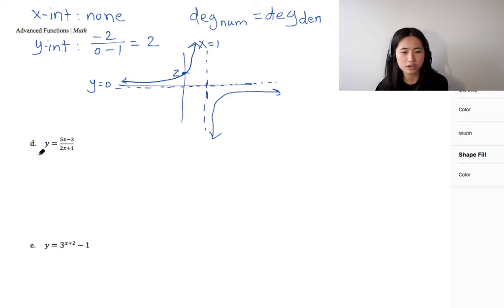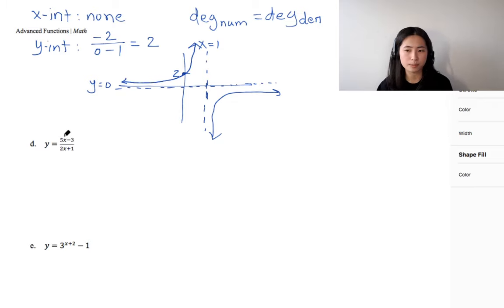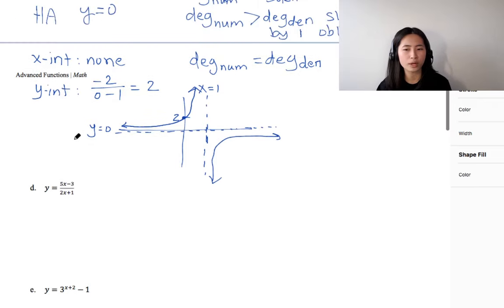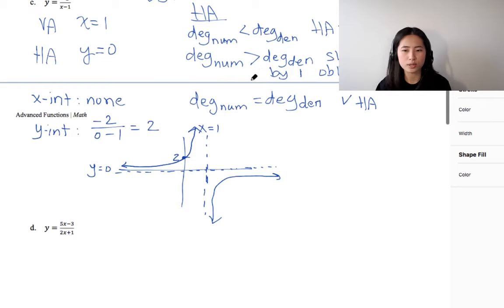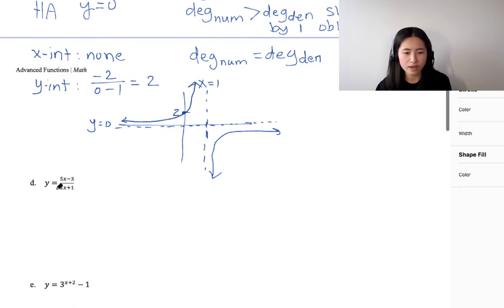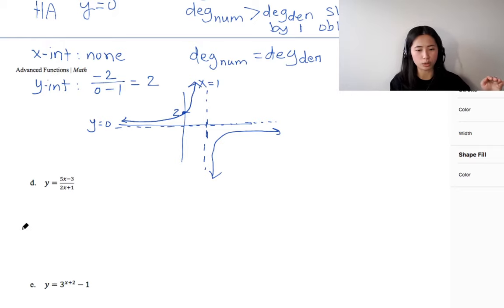Okay, so interestingly, there's another rational function here. We have it in the form ax minus b over cx plus d, right? So remember what I said about the horizontal asymptotes? Right now, you have the same degree. So first of all, how do you know it's the same degree? Well, if you look at 5x minus 3 and 2x plus 1, the degree of your numerator would be 1, because the highest power of x is 1. And then in your denominator, the highest power is 1 as well, because it's x to the power of 1.